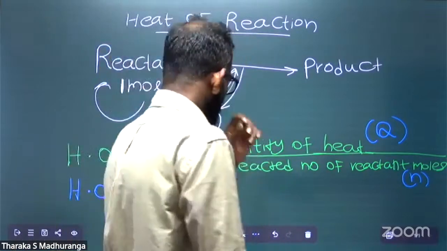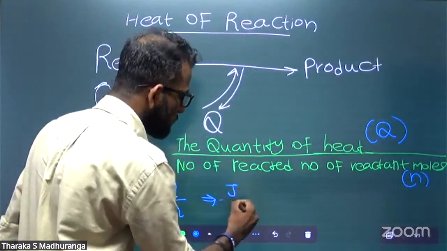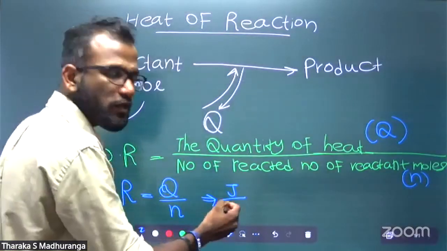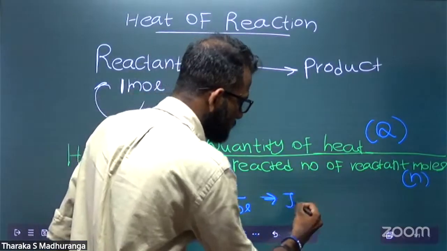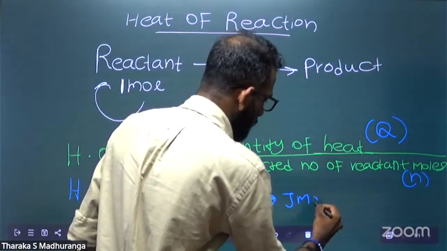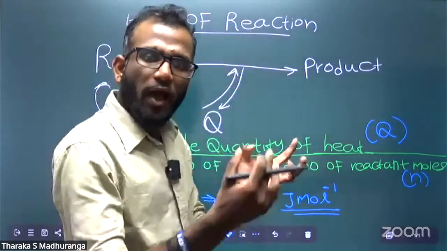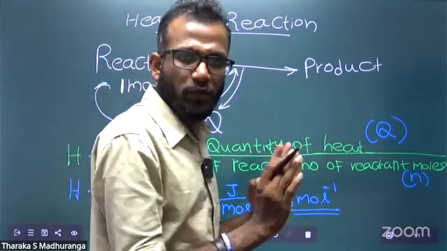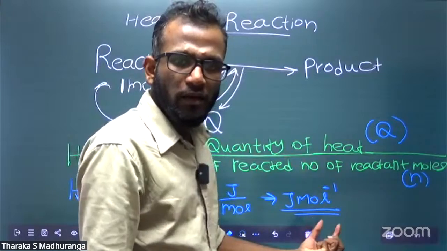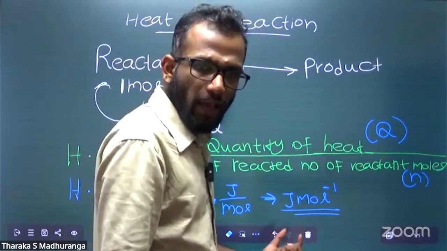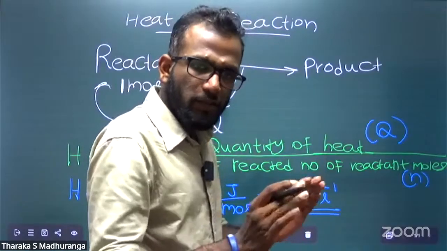Very good. Now, no need to remember, right? The quantity of heat in joules divided by the number of moles gives joules per mole, J mol^-1. Per 1 mole, how many joules are released or absorbed? I think now you have the full idea. While reacting 1 mole, how much heat energy is absorbed or released? If it is an exothermic reaction, it is released. Endothermic reaction, absorbed.